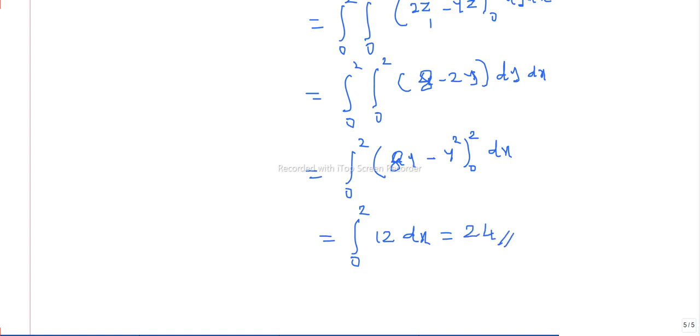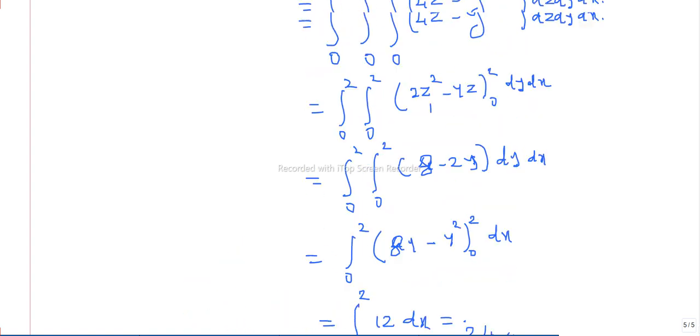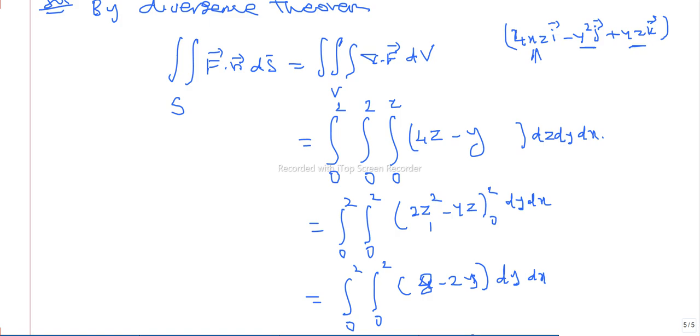So therefore you can directly write that the surface integral is 24. If you directly find it, you have to find all the 6 faces and then sum. It will take time, but by the Gauss divergence theorem, we can simply take the triple integral, that is a volume integral. You can easily find the solution.